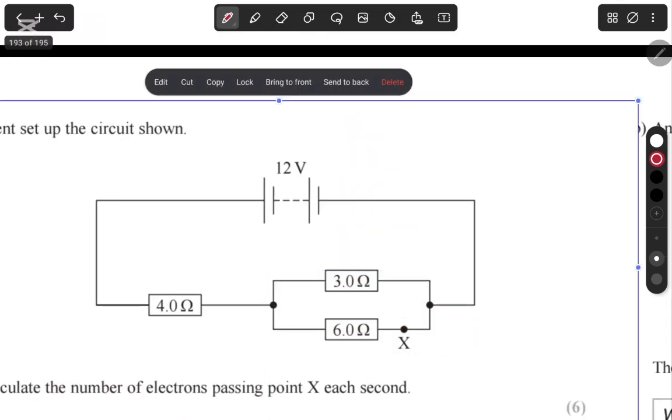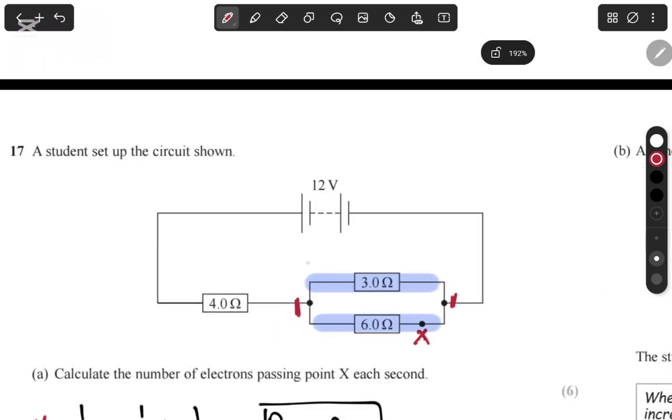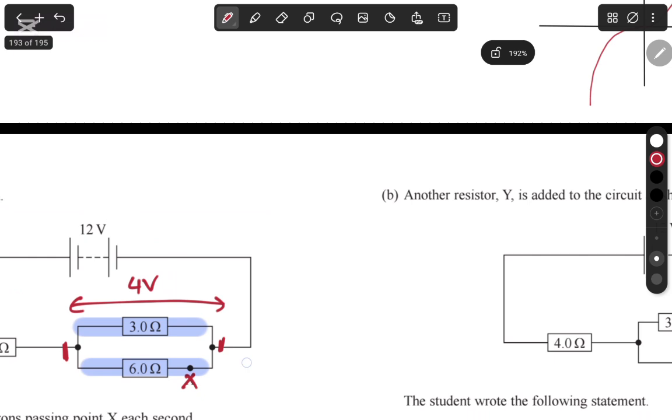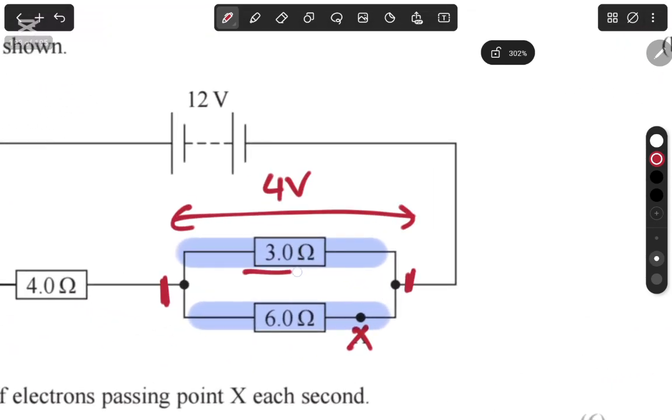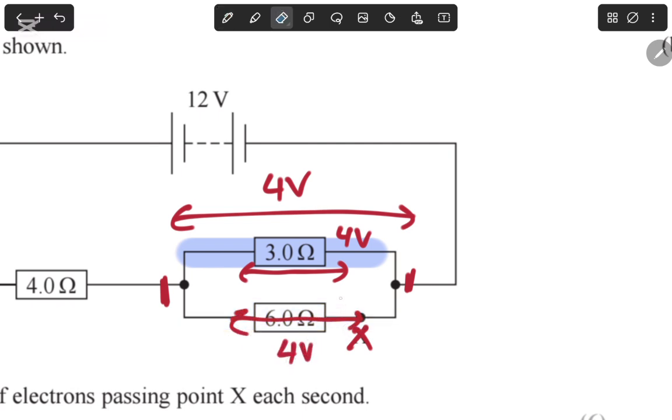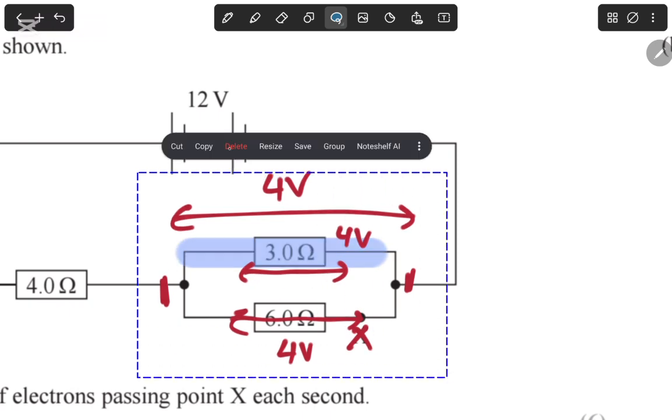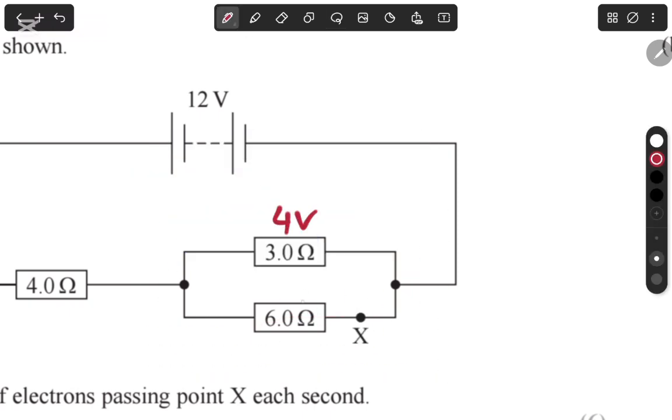Okay, that means the potential difference across these 2 points should be 4 volts. So the potential difference across this resistor should be 4 volts, and the potential difference across this resistor should also be 4 volts. That's going to help us a lot to find the answer at the end. So 4 volts, 4 volts.